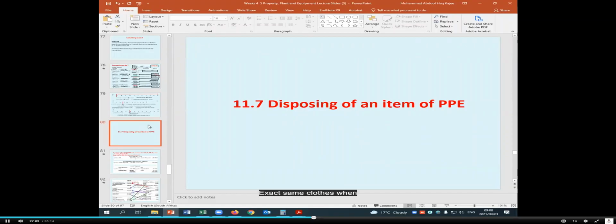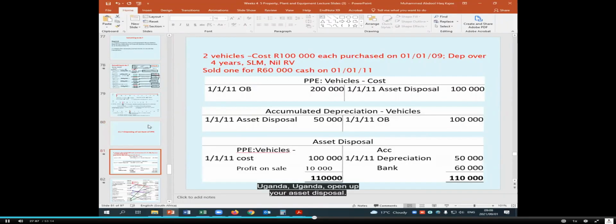So it's the exact same process when you're selling a piece of PPE. You're gonna open up your asset disposal account. Okay, so how does this work? Let's take this example here.